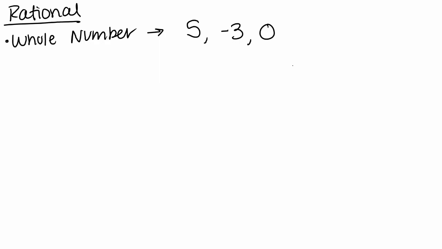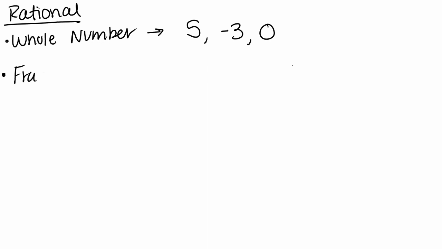The first type is that it can be a whole number. Whole numbers are numbers that we're used to seeing. It could be a positive whole number, like 5. It could be a negative whole number, like -3. And it does include 0. So positive, negative, and zeros are all rational numbers.